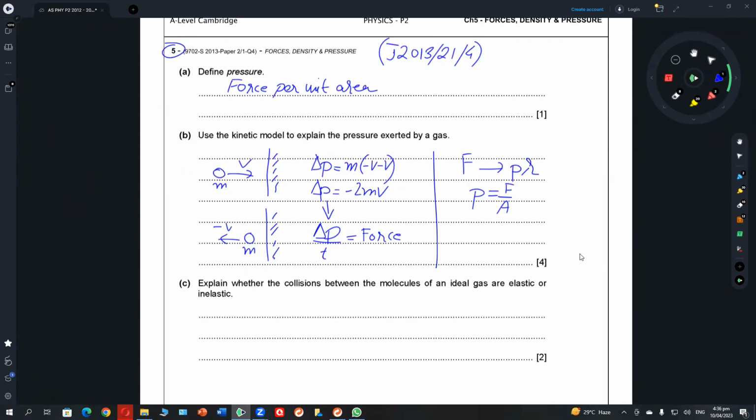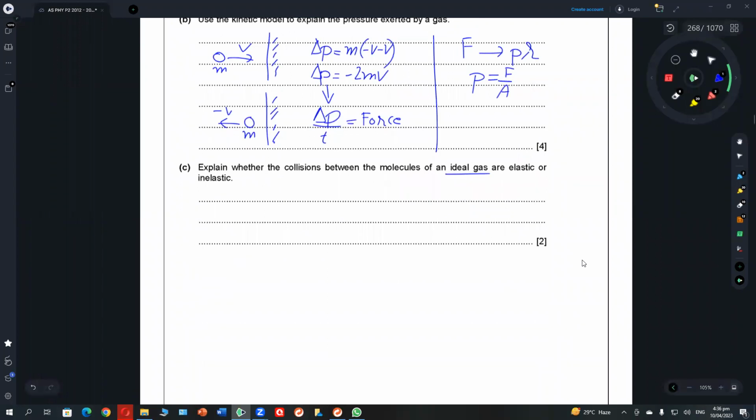June 13, 21, 4. Explain whether the collisions between the molecules of an ideal gas are elastic or inelastic. So can you remind for me that the collisions of gas molecules, are they elastic or inelastic? In ideal gas, they're elastic. Very good. And he says, explain. You will say that the collisions do not cause any loss of kinetic energy. So collision is elastic.